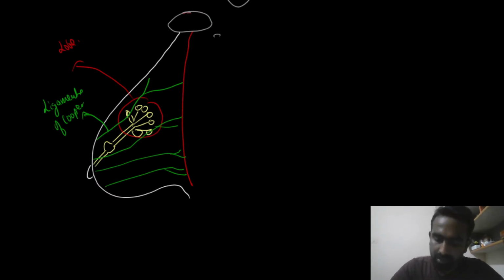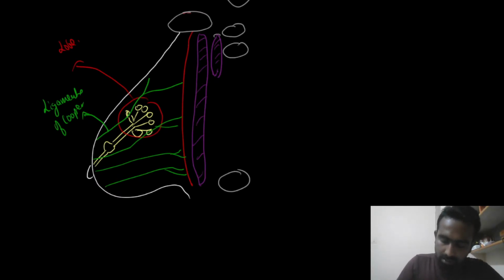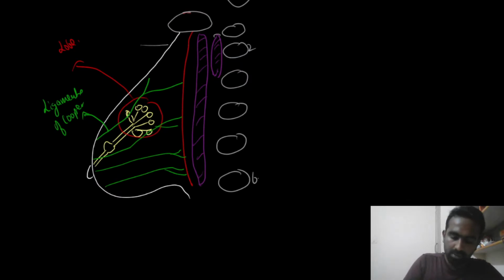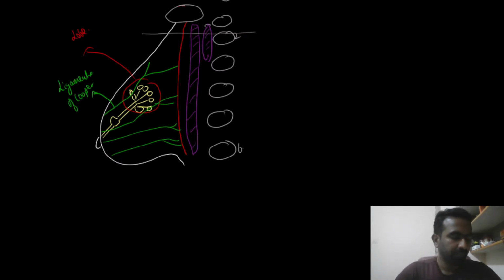Behind the pectoral fascia, what do we have? We have the pectoralis major muscle. Behind the pectoralis major there is the pectoralis minor also, and there are bones. Which bones? Second to sixth rib is our breast. So this is the surgical anatomy of the breast.